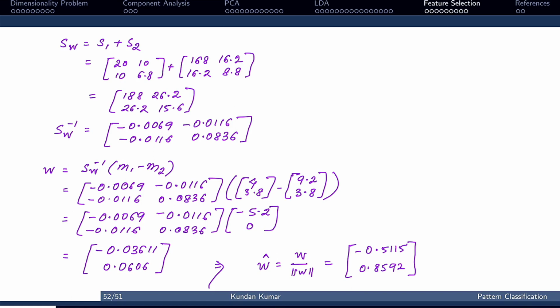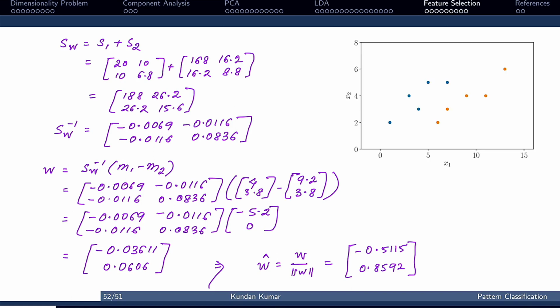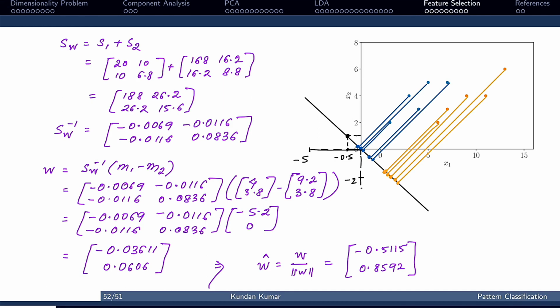Okay. So, now we can analyze this value. Here we have the data points from set 1 and set 2. So, we can draw this unit vector W in this plot. Okay. So, it shows that in this direction the separability of the data is maximum. So this is our solution.